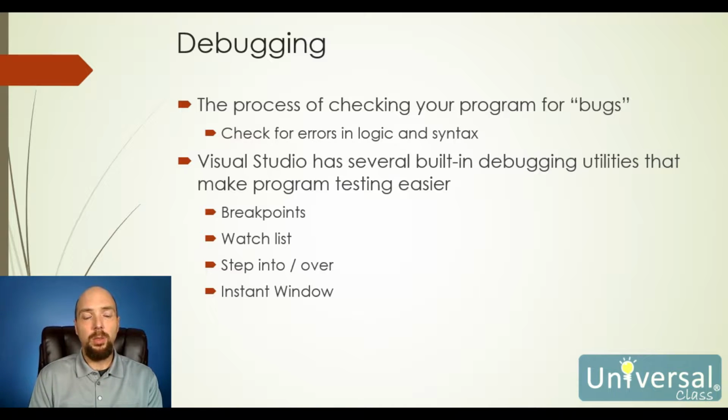We have the ability to step into our program, so we can go one line of code at a time to watch exactly what happens as we go through each line of code. And then we also have this thing called an instant window, which allows us to evaluate something to see if a section of code is going to work before we actually have to run the whole program.